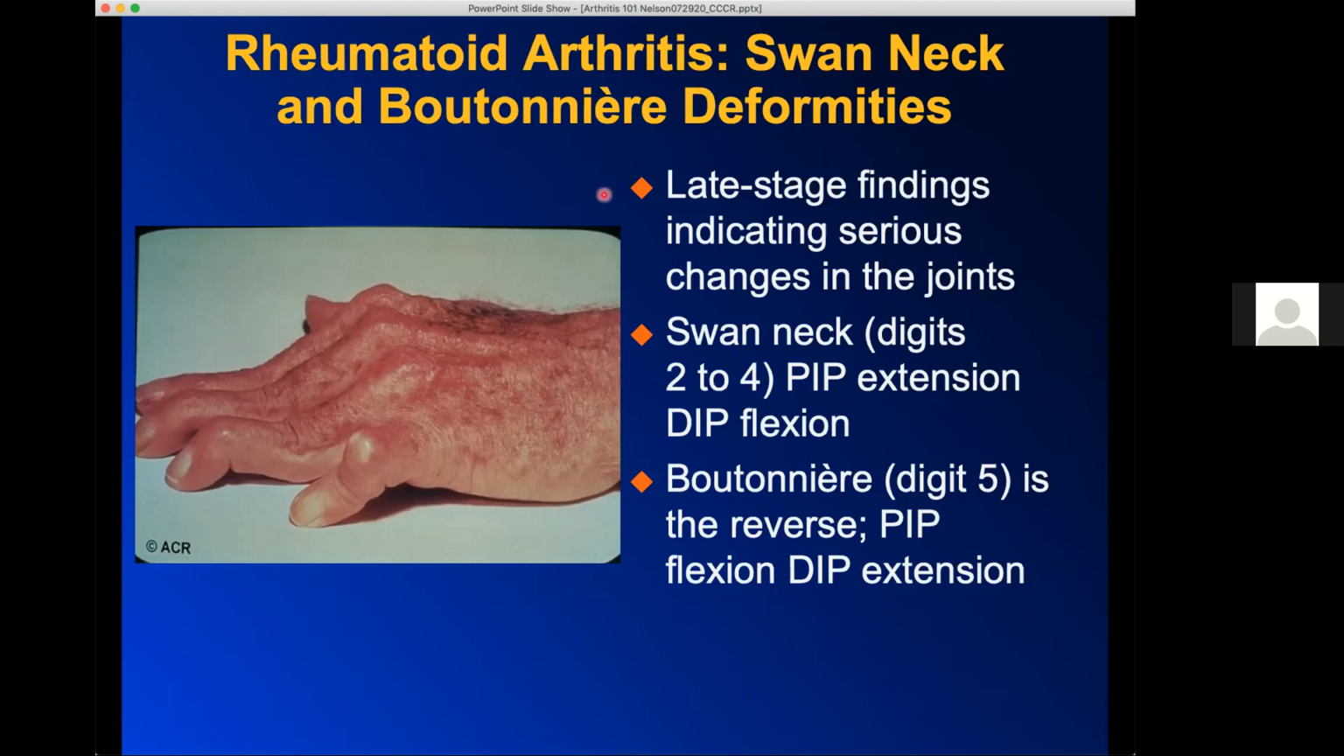You can get deformities of the joints. So you can get swan neck and boutonniere deformities. The boutonniere is at the pinky finger, where it's sort of bent at the PIP and extended at the DIP, and then the swan neck is the opposite, which you can see in the ring finger on that hand. Those are typically late stage findings that come after many years of disease and much damage to the joints. And again, they clue you into the diagnosis pretty early.